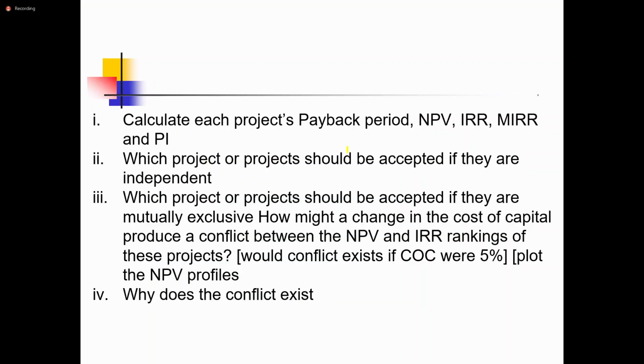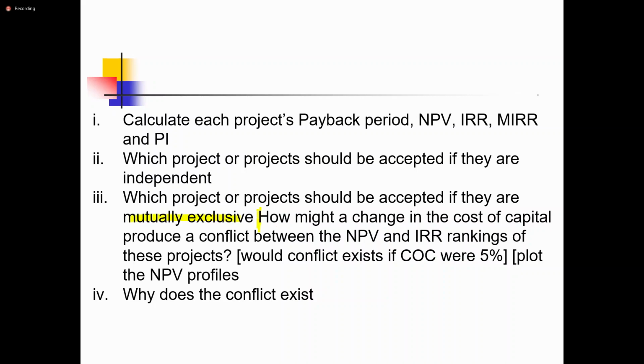Right. So then you have to select the project based on if it is independent. Which project or projects should be accepted if they are mutually exclusive? Then the next question: how might a change of the cost of capital produce conflict between NPV and IRR rankings of these projects? So in order to answer this question, how might a change of cost of capital produce conflict between NPV and IRR?